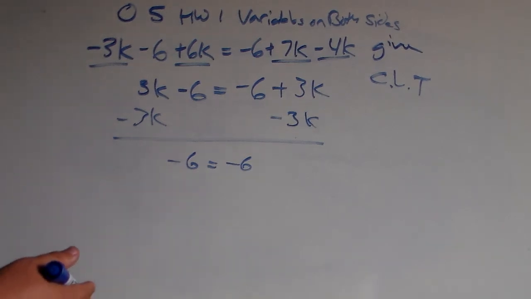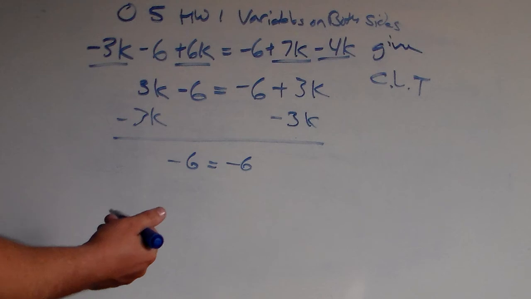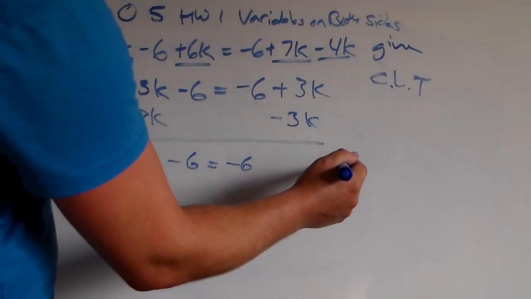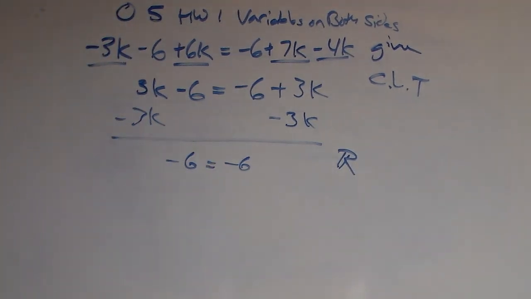Now this is one of those unique situations. When a number equals the exact same number on the other side, that means we have infinite many solutions, or all real numbers, for our answer in this particular problem, number 9. So our answer is all real numbers.